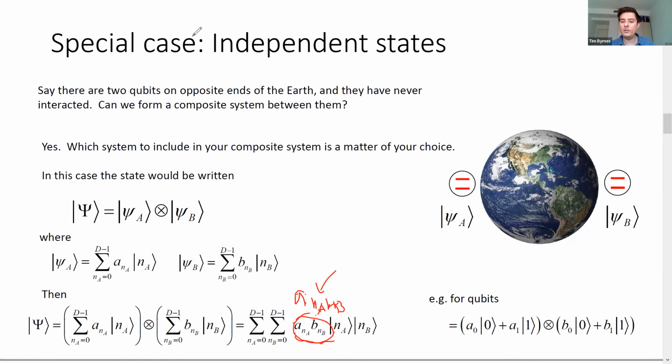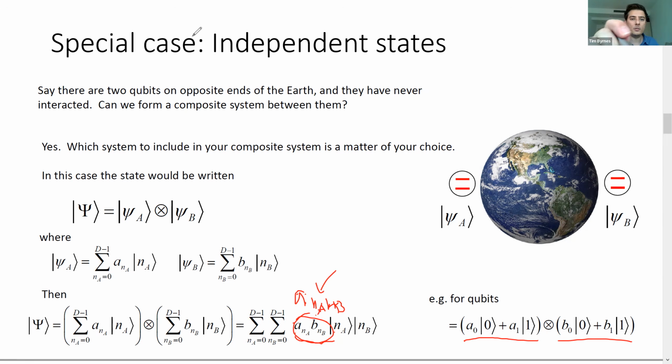To give you a smaller example, for qubits, if you've got two independent states, then it would be the tensor product of the state for the first qubit and the state for the second qubit, like this.